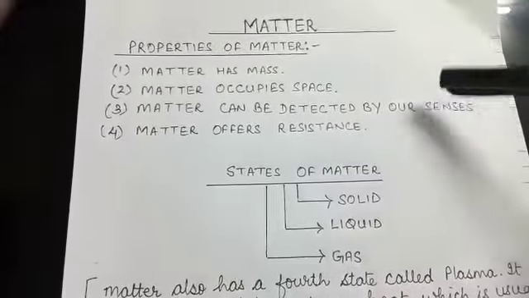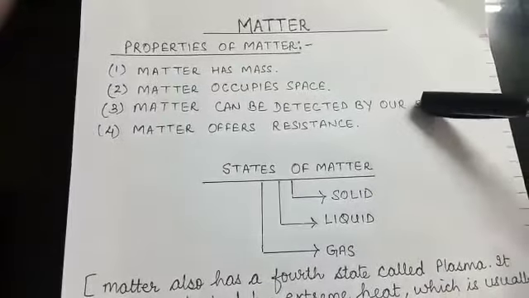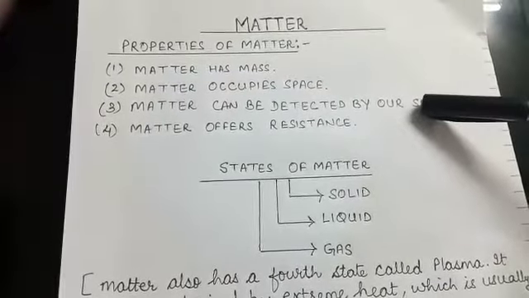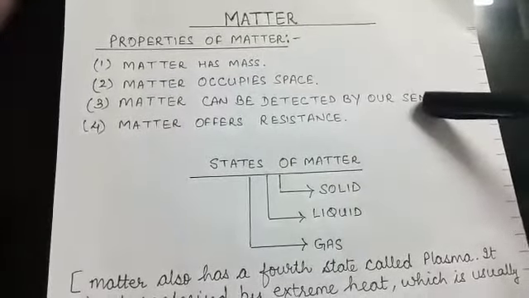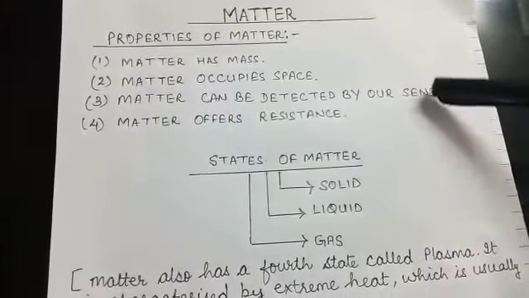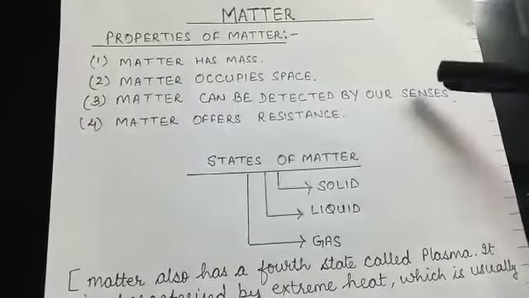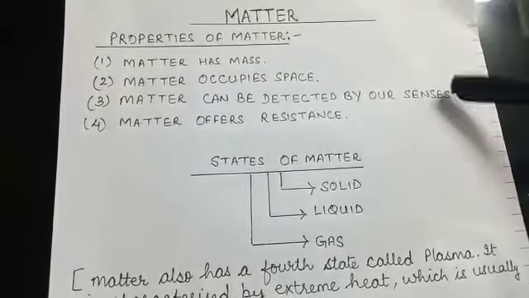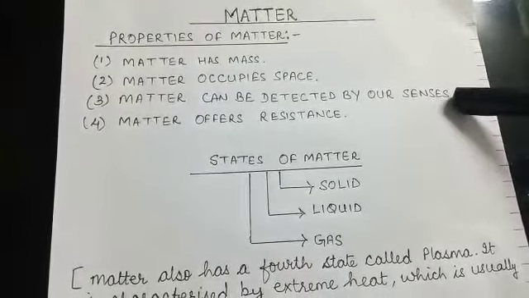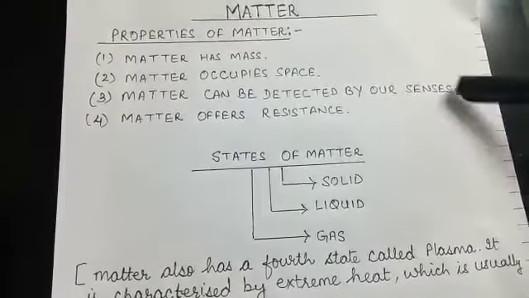Matter can be detected by our senses. We can feel all types of matter by our sense organs, such as by touching, smelling, tasting, etc. For example, matter such as air may be invisible, but we can still feel its presence. Every time a strong wind blows, we feel it on our face, in our hair, and through our clothes.